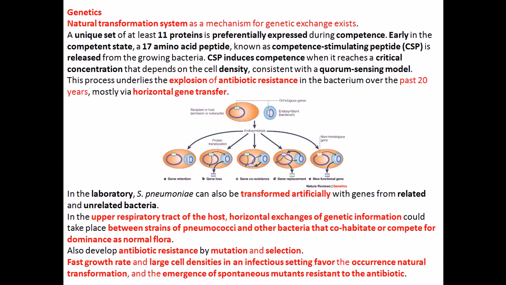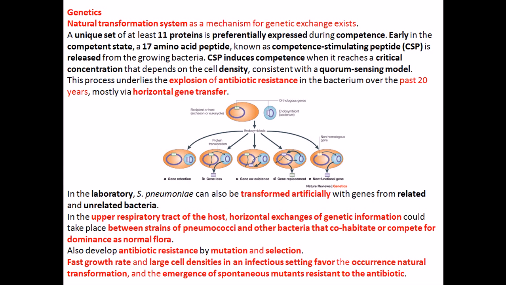Early in the competent state, a 17 amino acid peptide starts to form, which is called competence stimulating factor or CSP, and it is released from the growing bacteria, and the CSP induces the competence when it reaches a particular critical concentration, just like a kind of quorum sensing system, and that depends on cell density, obviously, right? So as they are producing all of them, other cells start to get this competence stimulating factor.